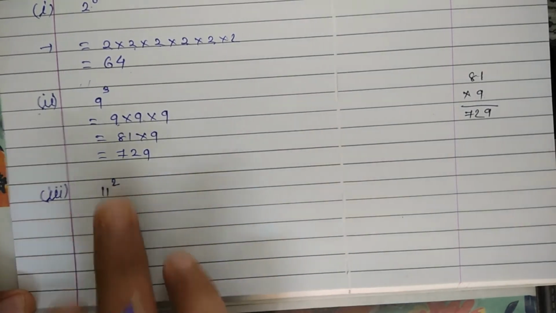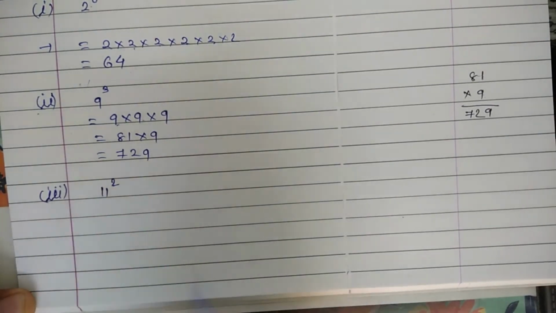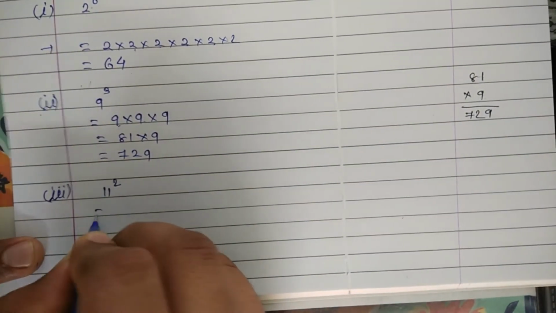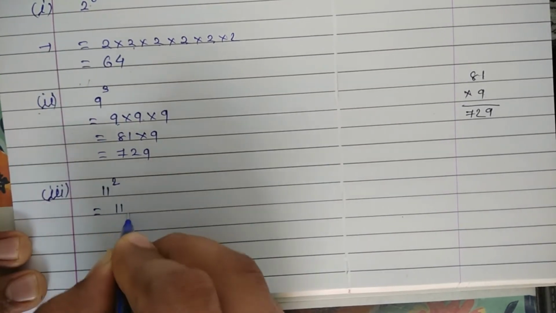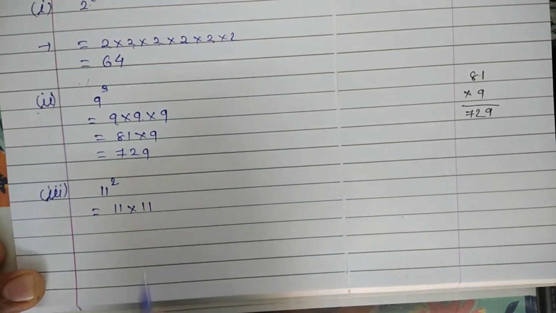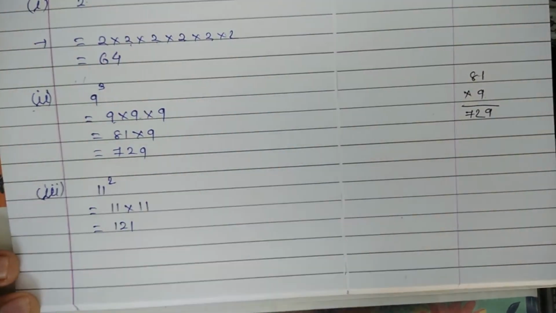Next, 11 raised to the power 2. This we can read as 11 squared. 11 raised to the power 2 means 11 multiplied 2 times. 11 multiplied by 11. And 11 11s are, that is equal to 121.